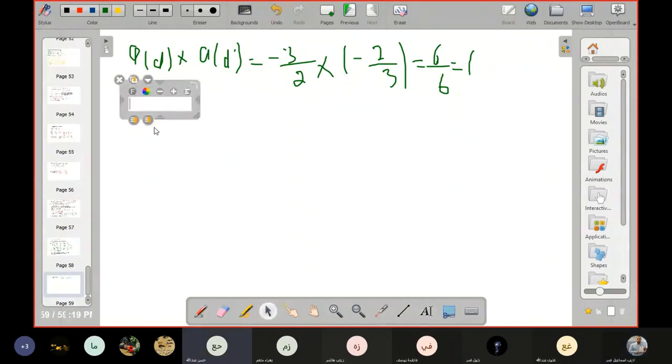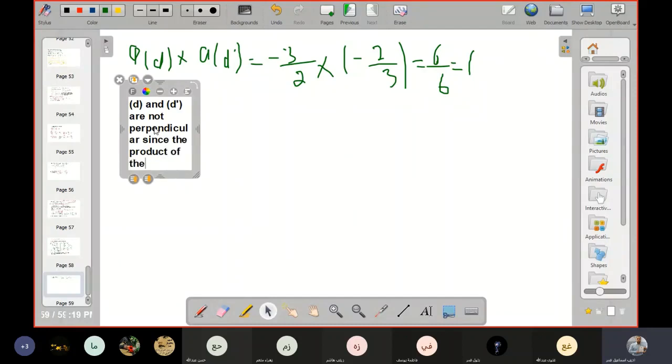They are not perpendicular because they do not have the product of their slopes equal to -1. I will write the sentence and you memorize it: D and D prime are not perpendicular since the product of their slopes is not equal to -1.